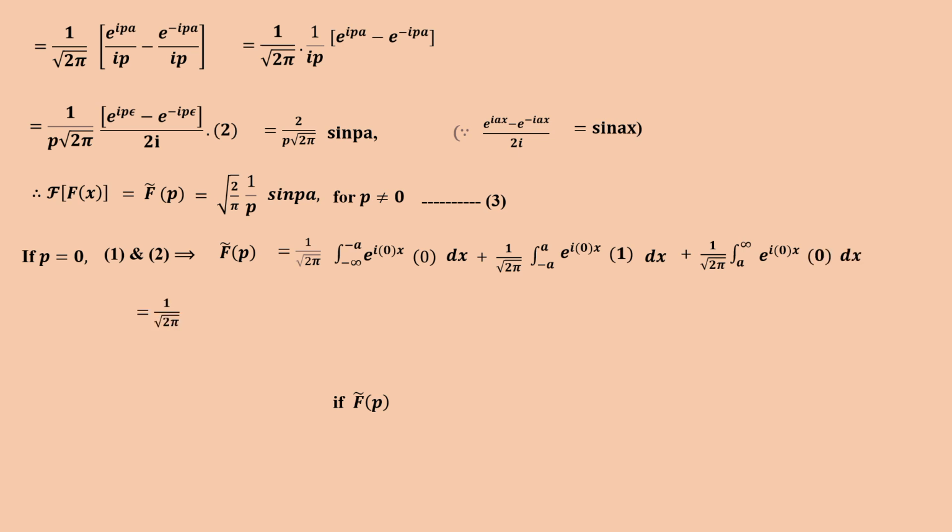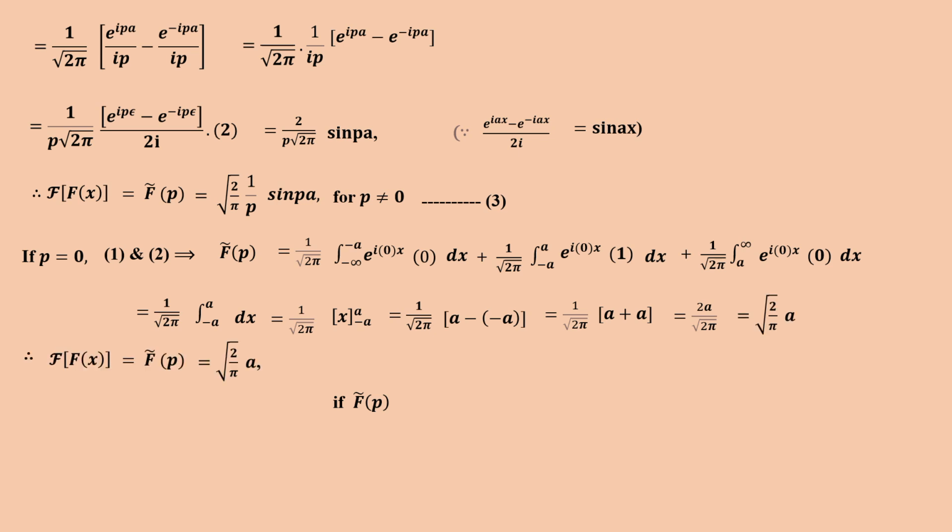So you will get 1 by root 2 pi integral minus a to plus a e power 0, which is 1, into dx. So integral dx we know is x, with lower limit minus a, upper limit a. Substituting upper and lower limit, 1 by root 2 pi into a minus minus a, that is equal to 1 by root 2 pi into 2a. The 2 and root 2 get cancelled, so you will get root of 2 divided by pi into a. Therefore the Fourier transform of f of x is equal to root of 2 divided by pi into a when p equal to 0.